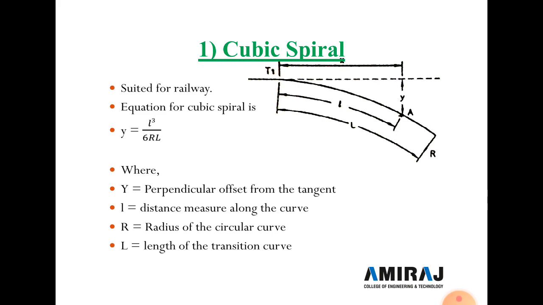curvature, of this curve, the radius from the center point, and L is the length of the transition curve. So this value from the starting to the end point is the length of the transition curve. Here small l shows the point from the tangent to the curvature point.